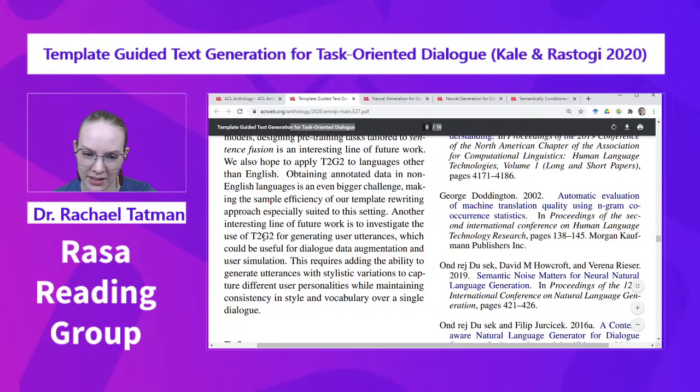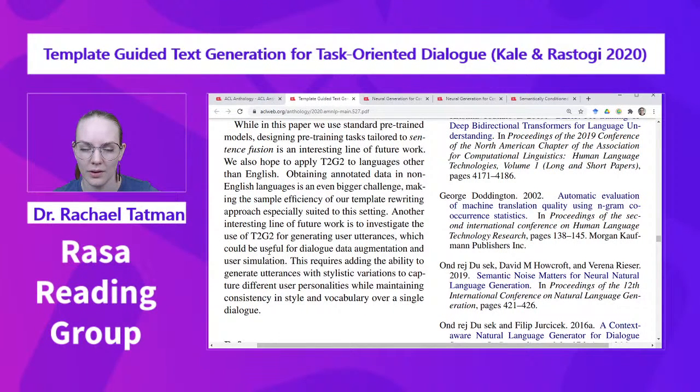Another interesting line of future work is to investigate the use of T2G2 for generating user utterances, which could be useful for dialogue data augmentation and user simulation. Okay, so they say using this model to pretend to be the user and have user turns in a dialogue. That could work. My understanding of the literature to date on using natural language generation to generate text to train dialogue systems in particular is that it tends to become degenerate pretty quickly. Degenerate in this case means very unhuman-like.